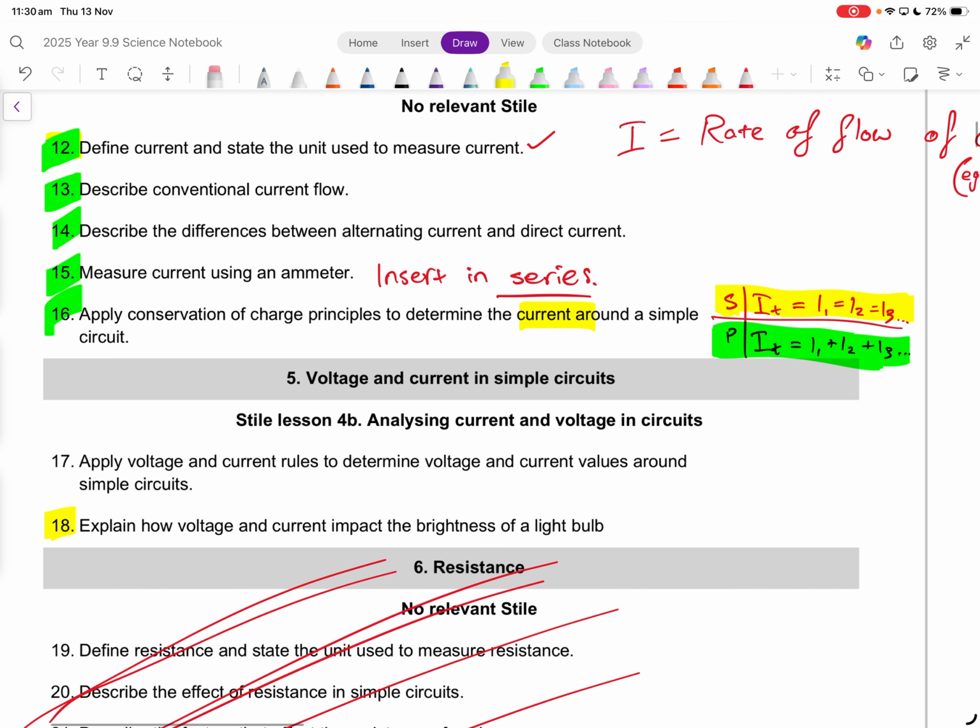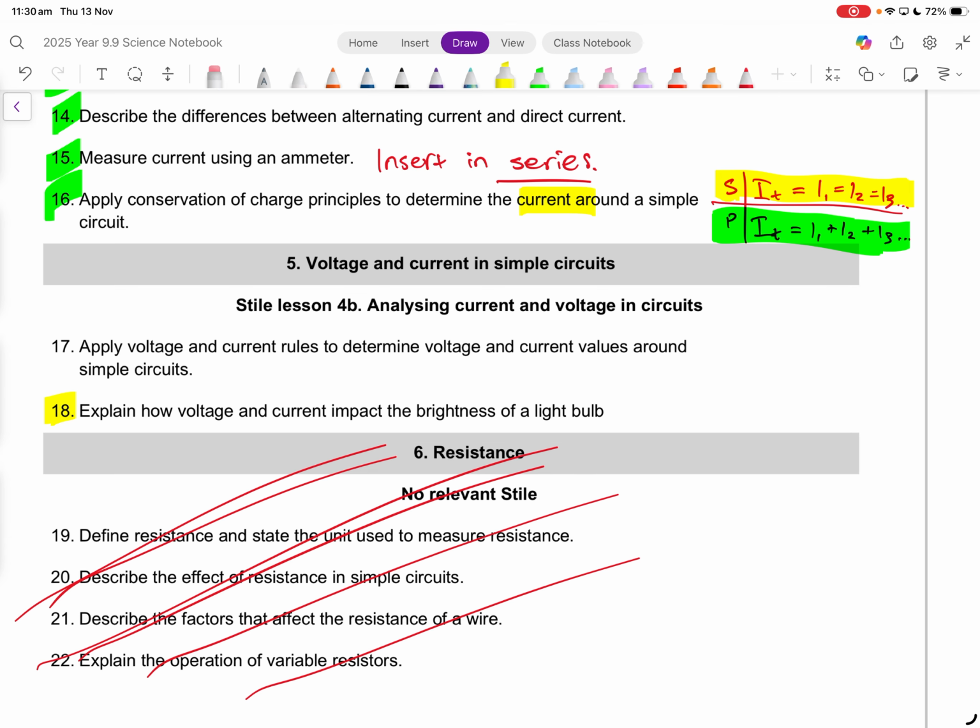Okay? Which brings me on to point 17. Apply voltage and current rules to determine voltage and current values around simple circuits. So let's instead focus now on the voltage ones, given that I've already got the current ones written up there. So it is just, easy way for us, the opposite here. So if I go series and parallel, this time I'm doing VT, so total voltage.